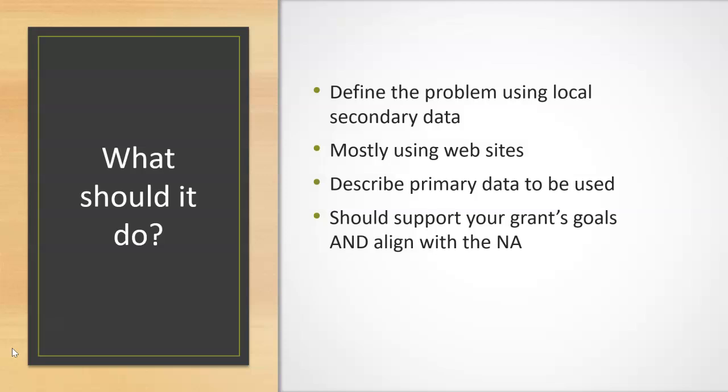So you're going to define the problem using local secondary data. And your needs assessment was national secondary data. You're going to use local secondary data. You're almost completely going to be using websites. We went over in class what primary data are, and you're going to need primary data, and everything you write should support your grant's goals, and it should also align with your needs assessment.